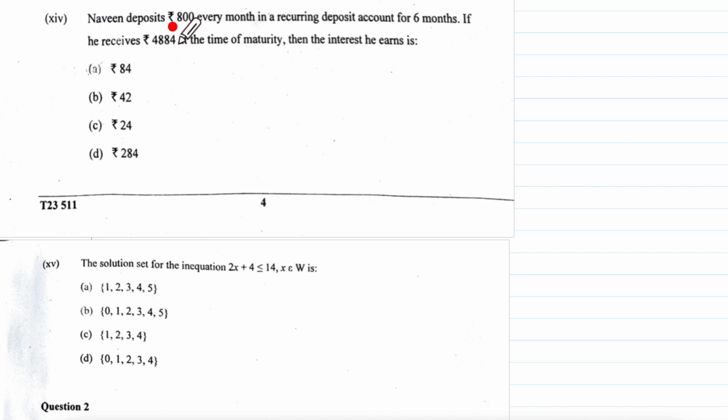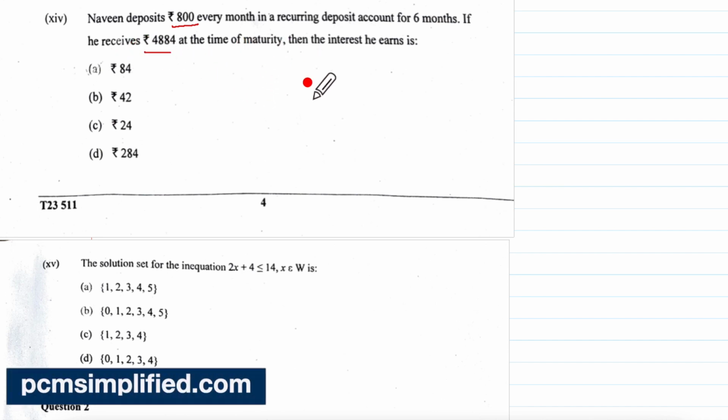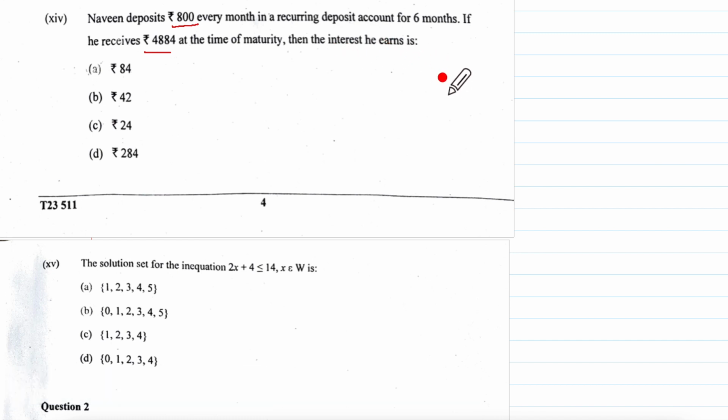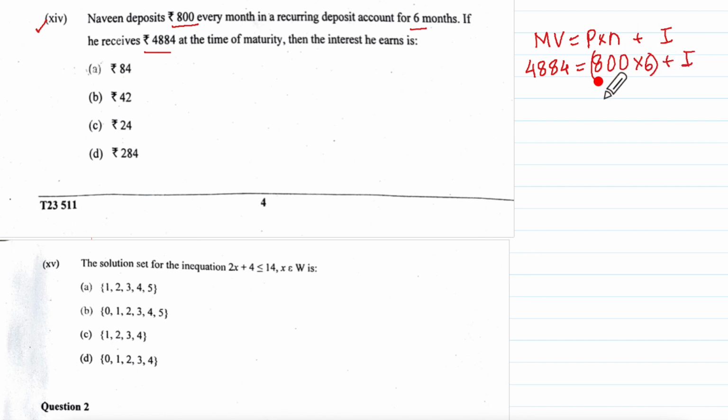Naveen deposits 800 rupees every month in a recurring deposit account for 6 months. If he receives 4884 rupees at the time of maturity, the interest he earns is, that is our 14th one. Now your maturity value is going to be equal to total principal plus interest. Maturity value is 4884, and that is equal to 800, which is the principal, and it is for 6 months, so n is 6, and plus I. Now 6 8s are 48. So 4800 will be subtracted from here. So interest will be 84, which is option A.